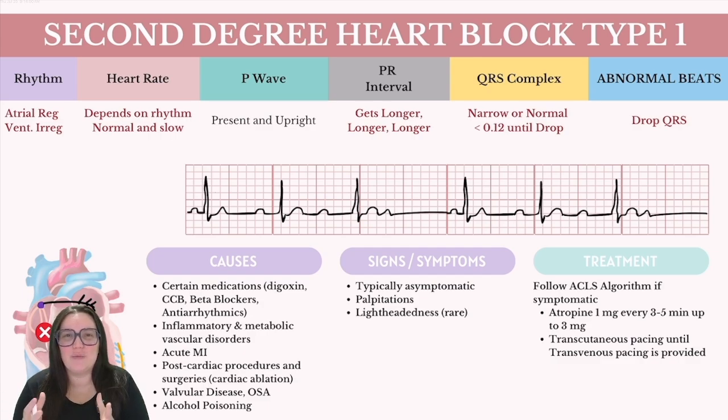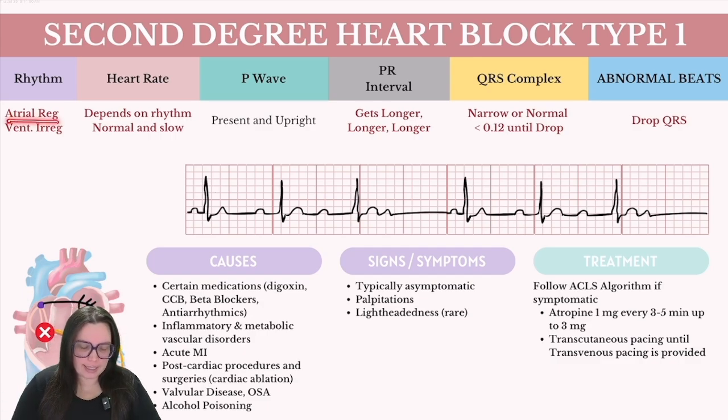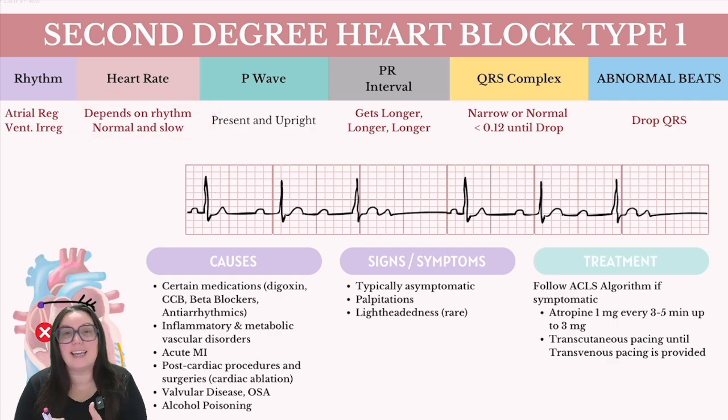So with ECG rhythm identification, the atria is typically going to be regular and the ventricular rhythm is going to be irregular because of that dropped beat. The heart rate really depends. It can be normal, it can be slow, depending on what's going on with this particular delay. The P wave is going to be present and upright. And of course, our PR interval is going to get longer, longer, longer before we ultimately see a drop.